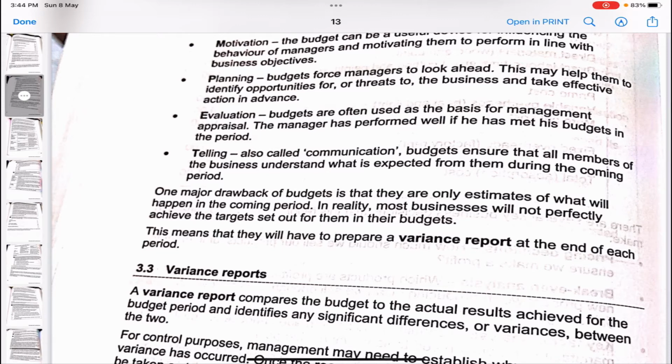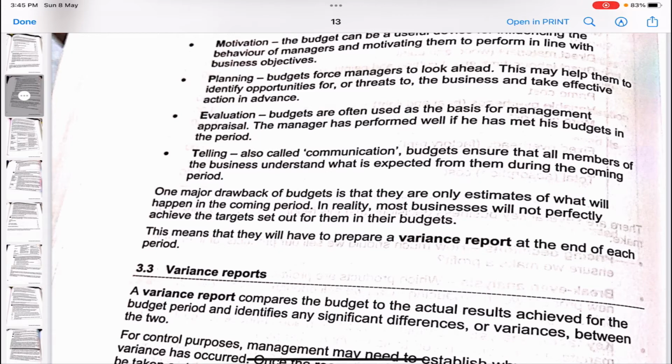What is telling? Telling is also known as communication. So budgets ensure that all the members of the business understand what is expected from them during the coming period. So one major drawback of budgets is that they are only estimates of what will happen in the coming period. So in reality, most businesses will not perfectly achieve the targets which they have set in the budgets. So they'll have to prepare a variance report. So we'll see what a variance report is later in the next section.